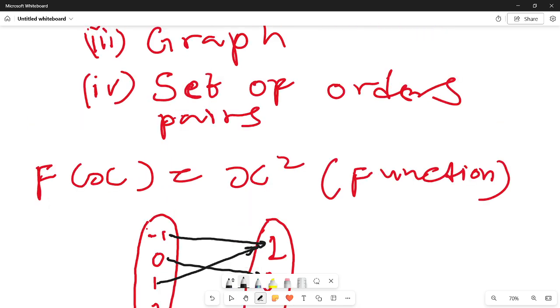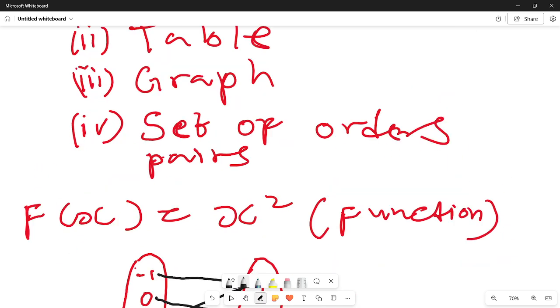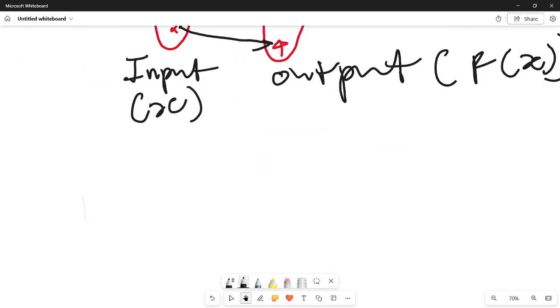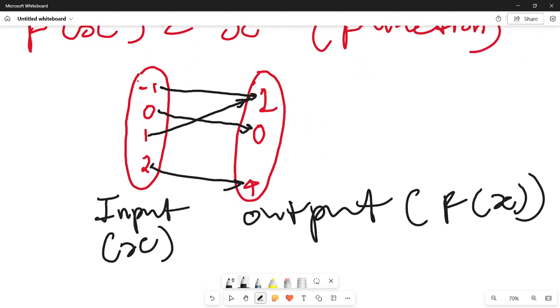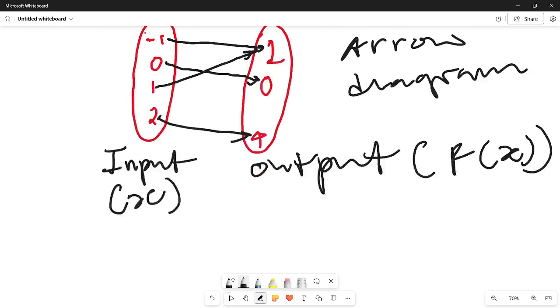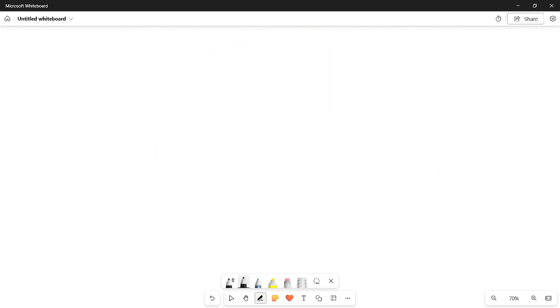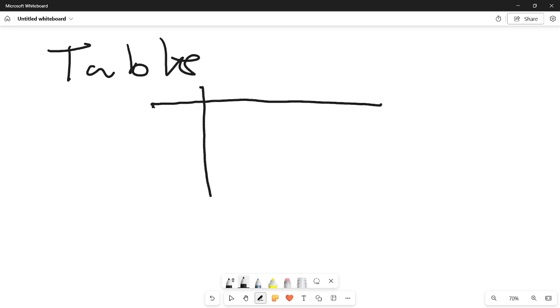Right, so we are done with the first part. The other part is representing a function using a table. So this is the arrow diagram. Now, representing a function using a table. In this case, with this example, we're going to have x and f of x. Okay, so 2 columns.